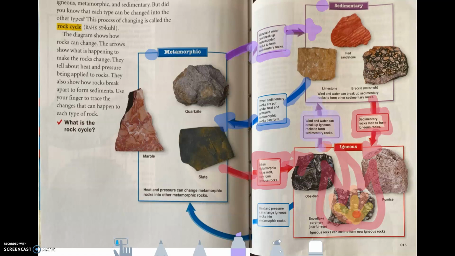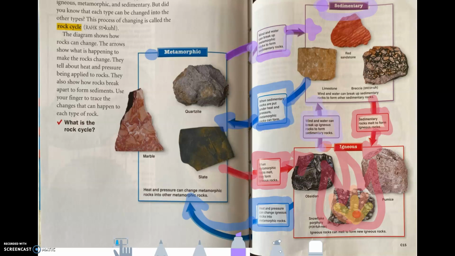Heat forms igneous rocks. And then to go back to metamorphic from igneous, here we need, once again, heat and pressure. So remember, heat and pressure forms metamorphic rocks. Wind and water form sedimentary rocks. And heat, melting, forms igneous rocks. That is how you can really break it down and understand a little bit better about the types of rocks.